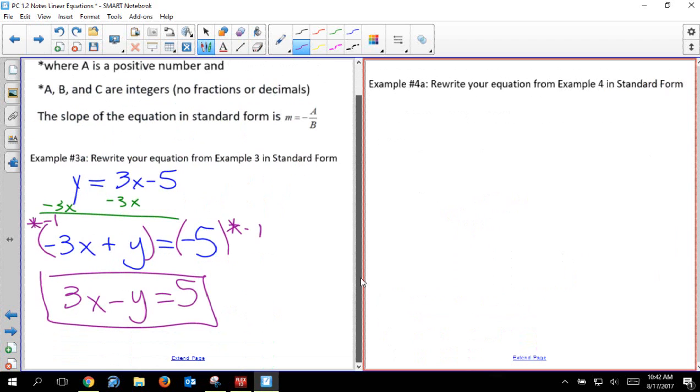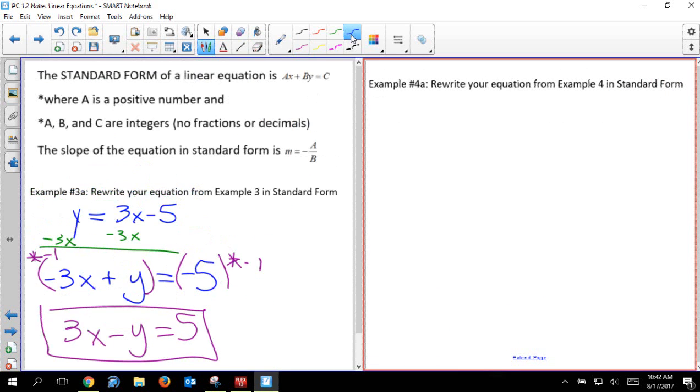Okay, so example 4a, we're going to take your answer from 4 and move that into standard form. So what was that? Thank you, appreciate it. I didn't have to look on my paper. Is that in standard form? No. What should we do first?